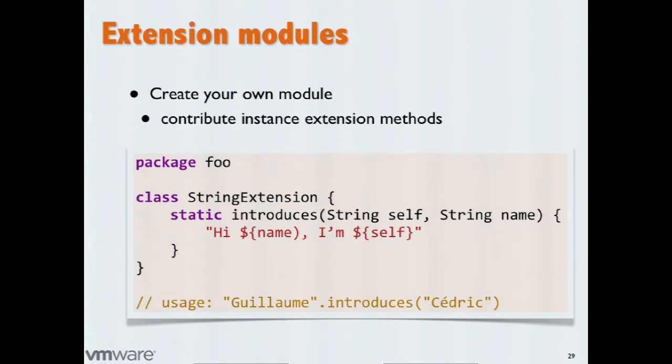In the way we made Groovy modular, we introduced a feature which we call extension modules or extension methods, which is the capability of decorating types with additional methods. So for example, here I want to add a new method to string, so that I can use Guillaume introduces Cedric. It's a method which doesn't exist in Java's String, but a method that I'm going to add.